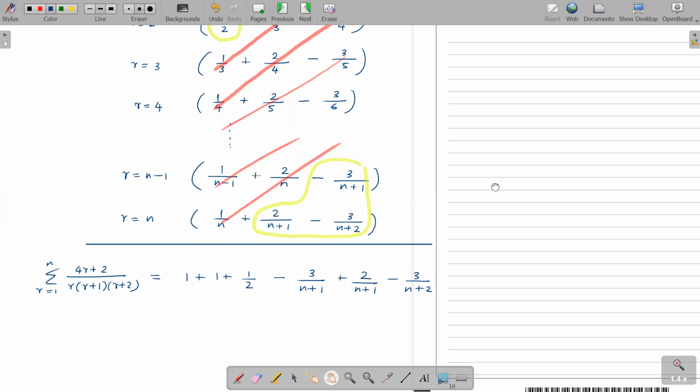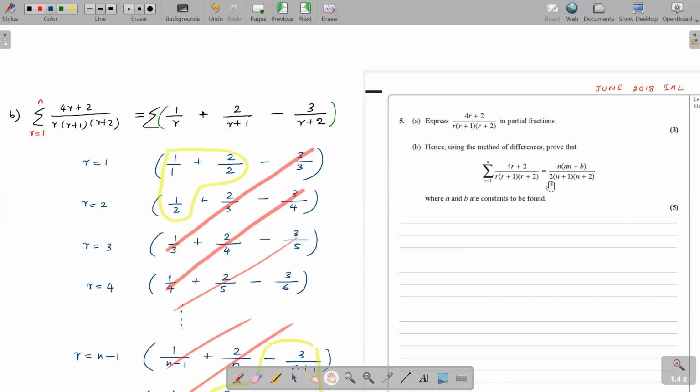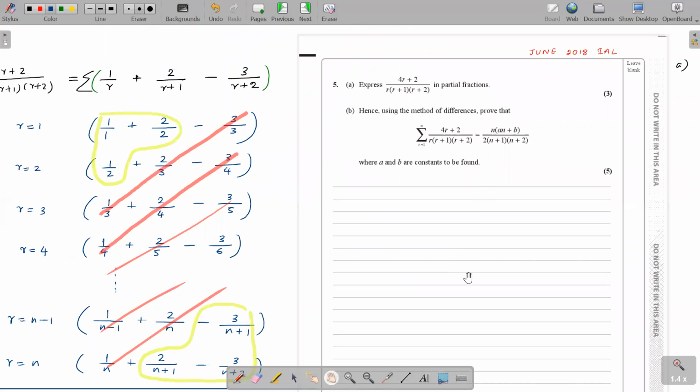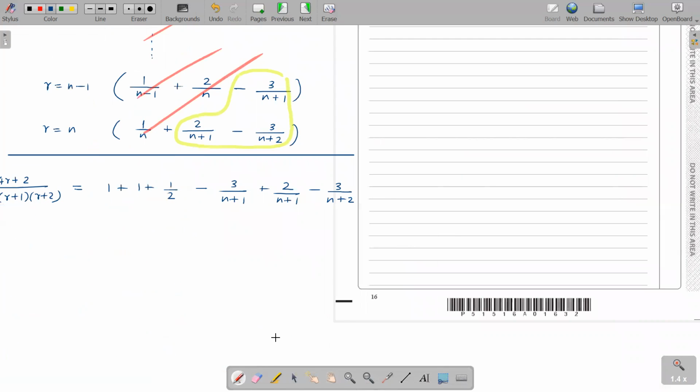Is there a particular show that they want us to show? 2n plus 1, n plus 2. At the numerator, there's n plus b. Okay, so we have to get this, we'll have to go for the common denominator. Before we go for the common denominator, can I know the addition of 1 plus 1 plus half? 1 plus 1 is 2. 2 plus half is 5 over 2.